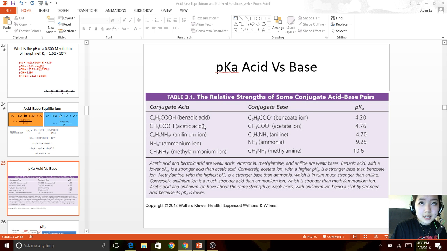So benzoic and acetic acid both have Ka values. Those Ka values are referring to the unionized acid, basically the portion that's capable of donating a proton. And then for a base such as the ammonium and the methylammonium, the Ka value is referring to the conjugate acid of that base, which is capable of donating a proton.